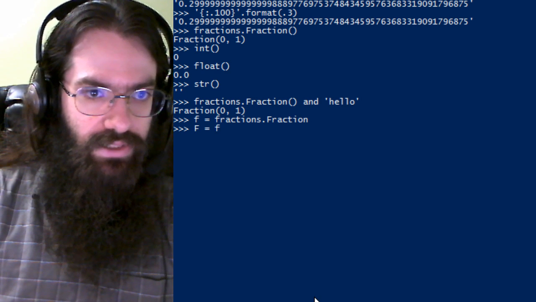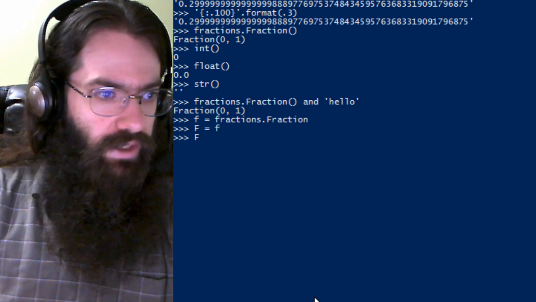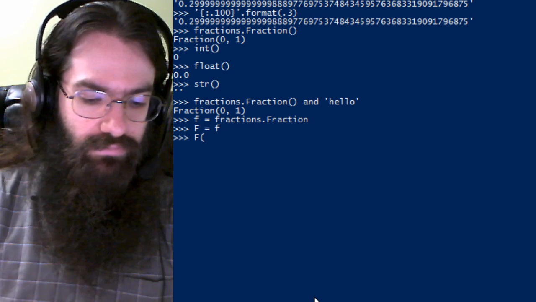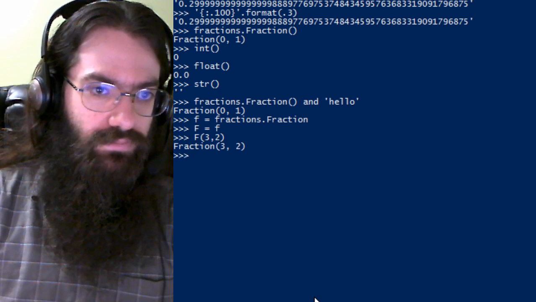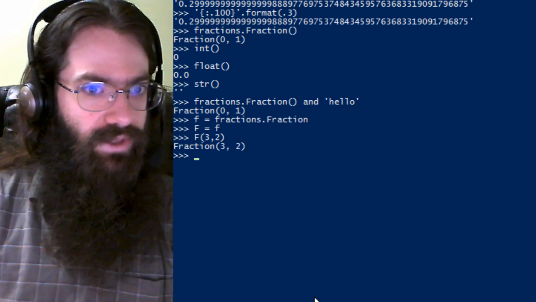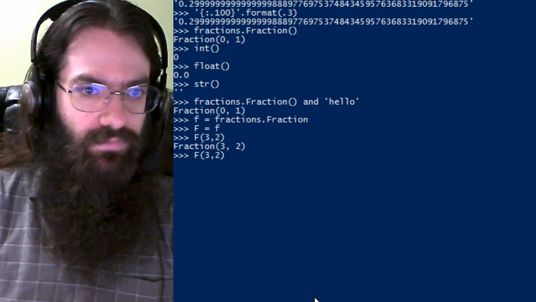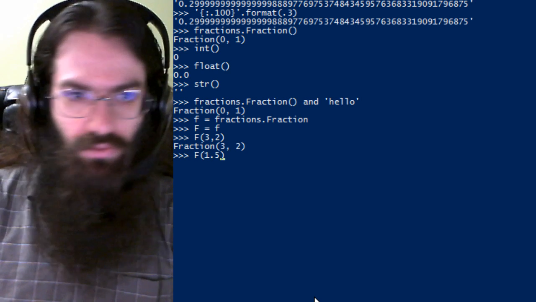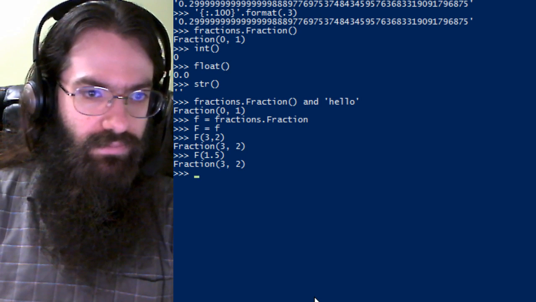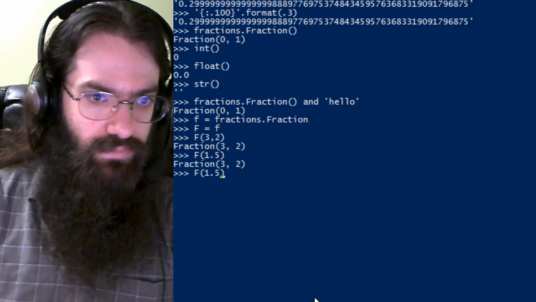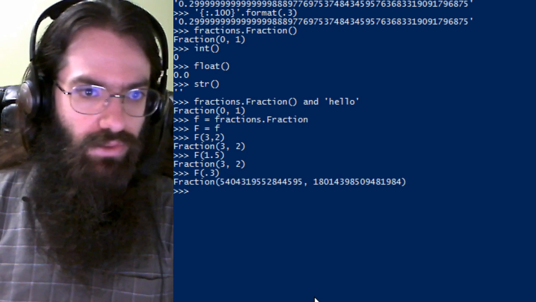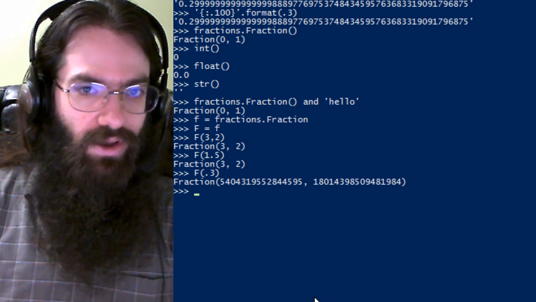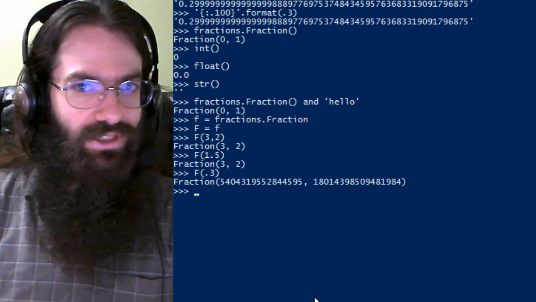Let's actually do this. Fraction of 3 and 2 is 3 over 2. Fantastic. How about 1.5? Also 3 over 2. Now how about 0.3? It's not actually 3 over 10.